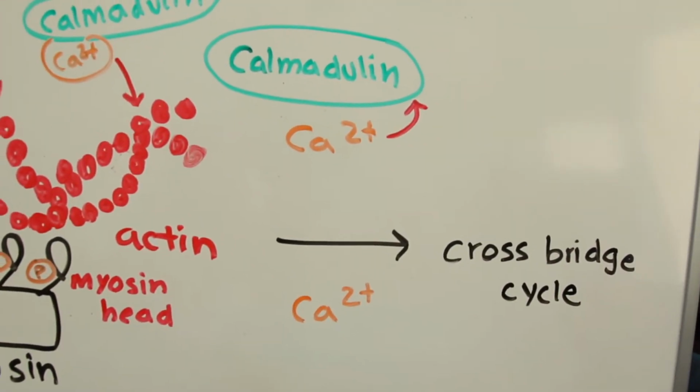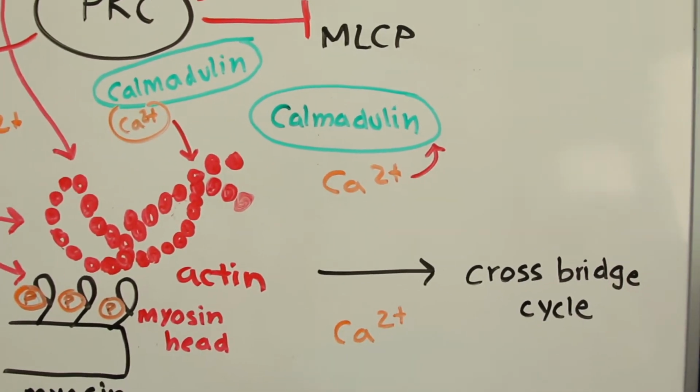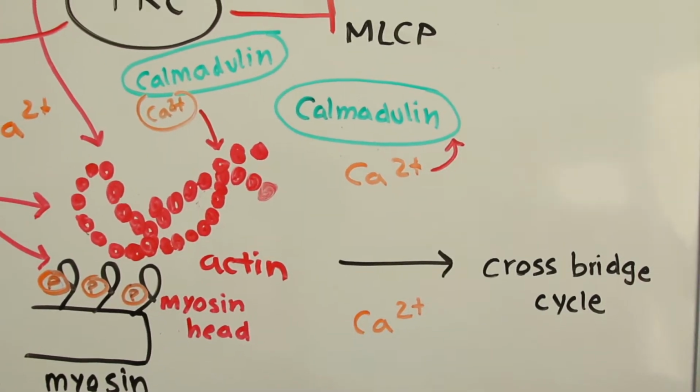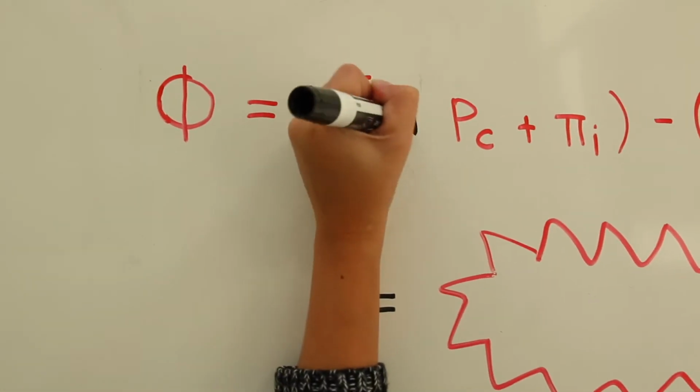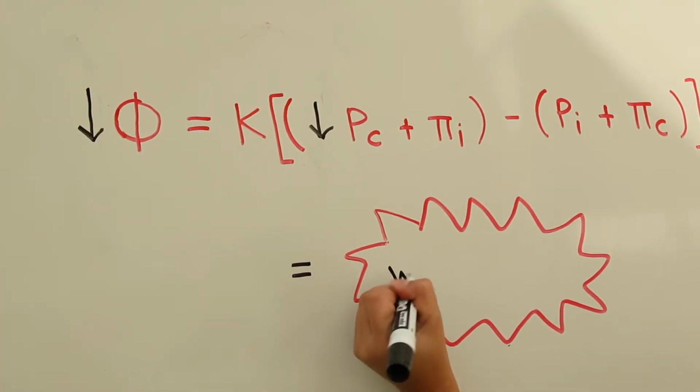Through the activation of myosin light chain kinases, there will be an increase in cross-bridge cycle, causing the arterial smooth muscle to contract and vasoconstrict. Because ADH causes vasoconstriction, less fluid is able to flow through the blood vessels. This causes a decrease in flux.